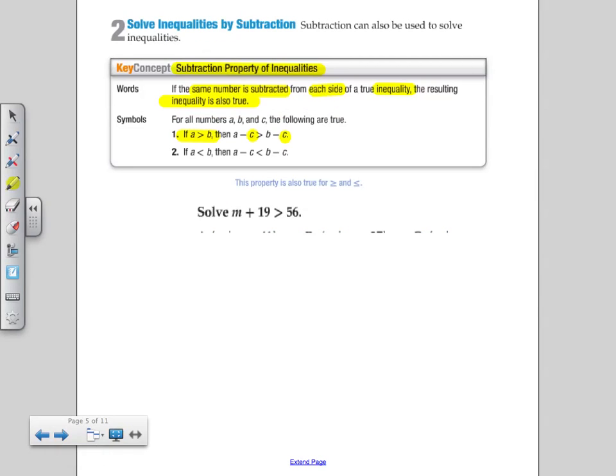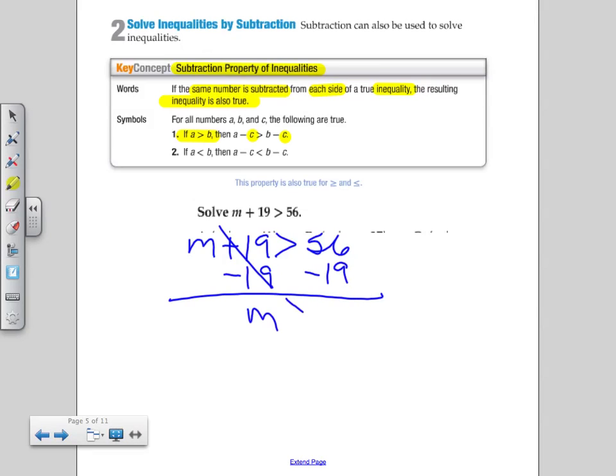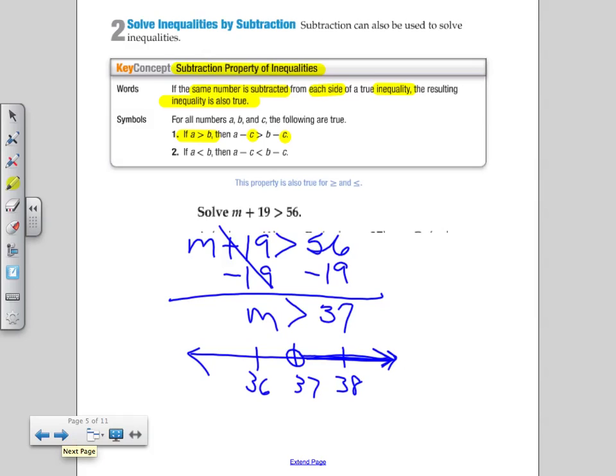All right, here's an example for us. m plus 19 is greater than 56. So I'm going to subtract 19 from both sides, and I have m is greater than 37. Right? Do we have to graph that on a number line? It didn't say to. But let's go ahead and do it just for practice. Here's 37, here's 38, here's 36. It's greater than, so it's an open circle, it isn't equal to 37, and m is greater than 37, so it'll be everything in this direction.